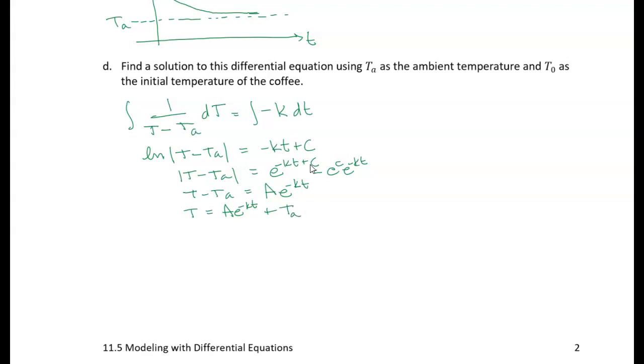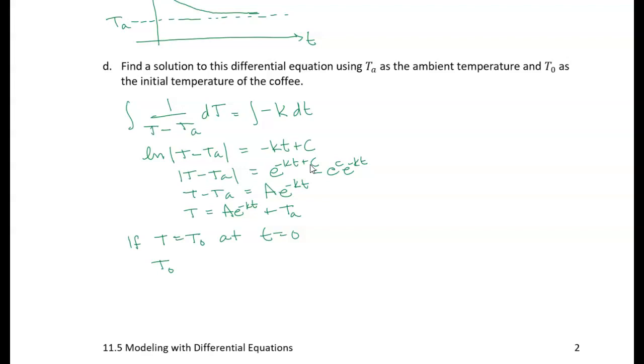All right, so we got a lot of constants in there. We've got A, we've got k, and we've got T sub A. So we already know what T sub A is. That's what we said was the ambient temperature. But let's say that if T is equal to T0 at t equals 0, then we can solve for that constant A. So I'm just going to plug in T0 for T, and then the time t is 0.